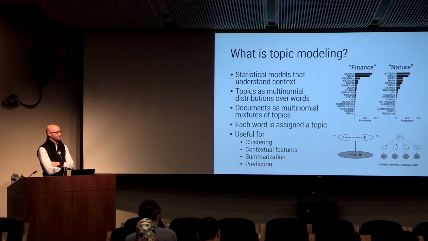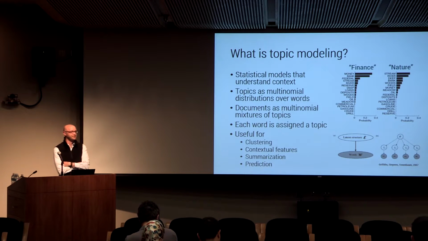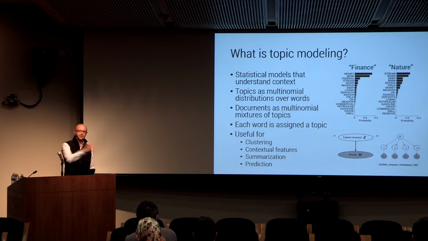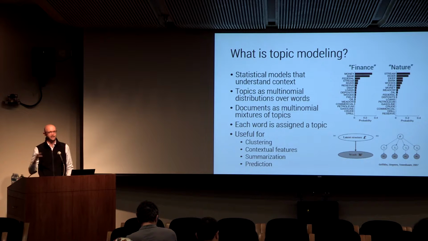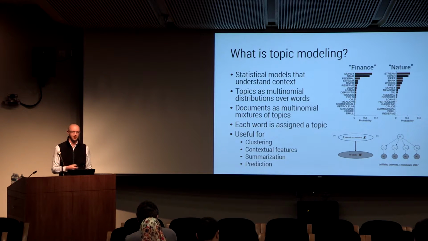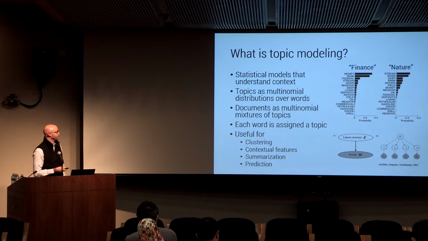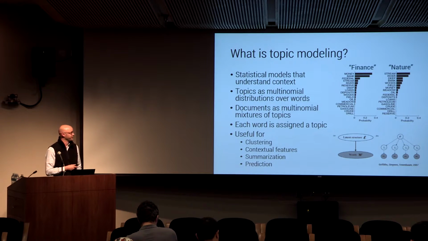So I'm going to talk a bit about topic modeling. So topic modeling is a completely unsupervised process by which we're going to try to derive some signal from this data rather than the plethora of knowledge-based solutions that encompass natural language processing and ontologies and terminologies. So briefly, what is topic modeling? It's an attempt to define statistical models that understand context.